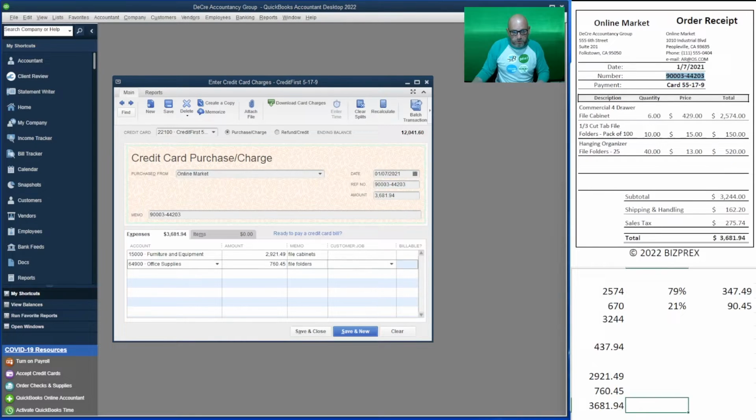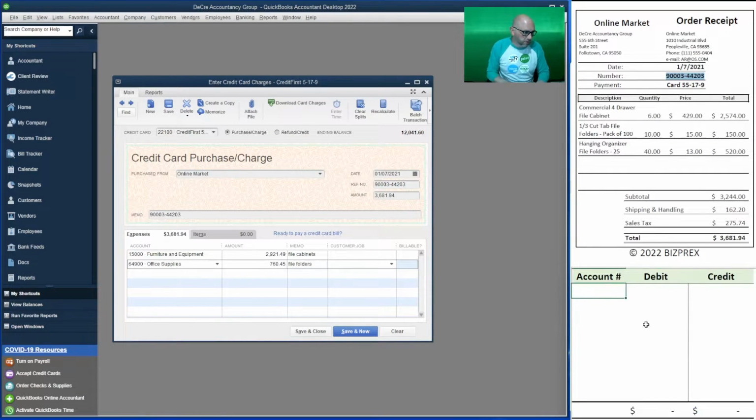So again, we allocated it. So let's go back to our debits and credits. What's happening here? So with purchases with a debt, credit card. Credit card is a debt, it's a liability, it goes up when credited. So the whole amount, $3,681.94, increased our liability. What else happened? Well, it was twofold, right? We increased our furniture, which is an asset. We added to it. We bought some file cabinets. So assets go up when debited. What else happened? We bought some items that are more or less disposable office supplies.